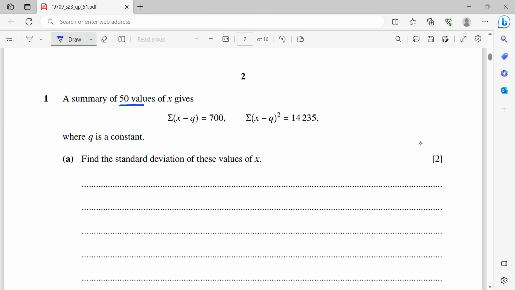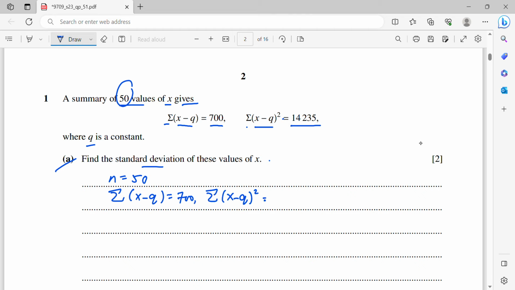A summary of 50 values of x gives summation x minus q equals 700, and summation of the squared x minus q is 14235, where q is a constant. Now A, find the standard deviation of these values of x. Alright, so n is 50. Summation x minus q is 700, and then summation of x minus q squared equals 14235.